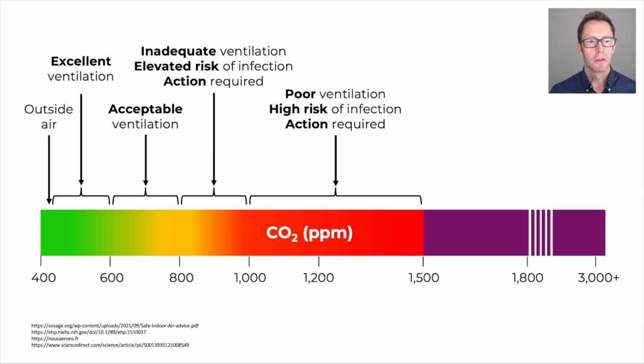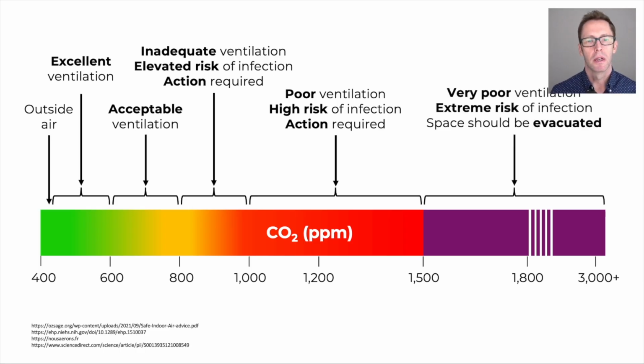If you're in a classroom where you're getting CO2 levels above 1,000, let's say between 1,000 and 1,500, this is pretty concerning because it indicates poor ventilation, and that equates to a high risk of COVID infection. It really means action is required pretty urgently. And anything above 1,500 is an indicator that the space has very poor ventilation. It's an extremely high risk of infection if there is someone who has COVID, and it really means that the space shouldn't be used and should be evacuated.